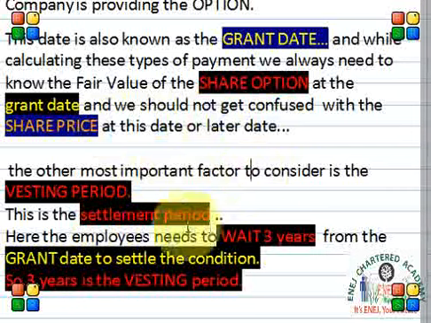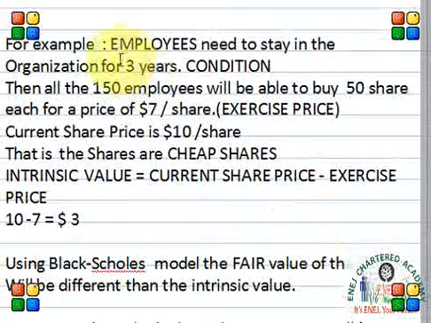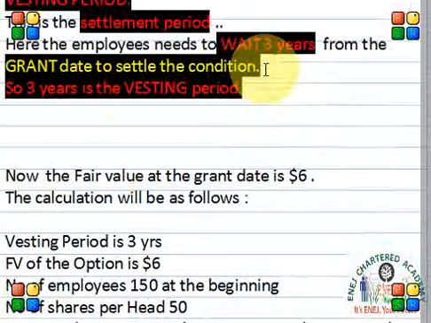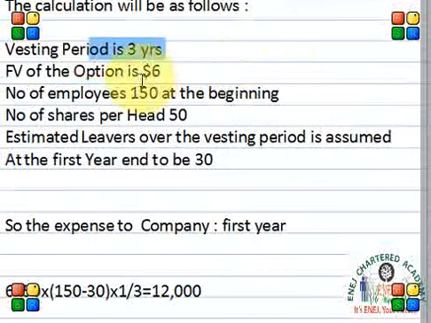In this case, you need to wait 3 years. The employees must wait 3 years. So that is the condition, that is the vesting period, that is the settlement period. So 3 years is the vesting period. Now the fair value at the grant date is $6. The calculation will be as follows. Vesting period is 3 years. Fair value of the option is $6.